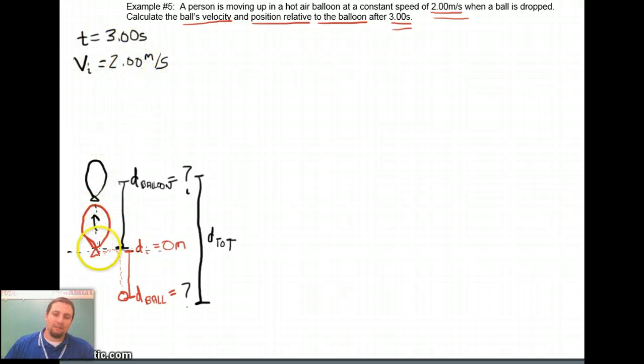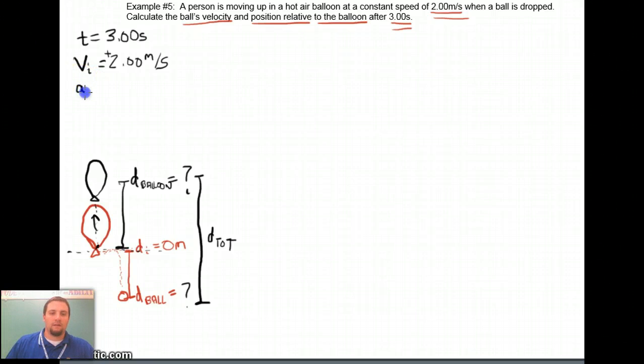Both the balloon and the ball, because the ball is moving with the balloon initially, right? When it's moving up, it's a positive 2 meters every second. Okay? What's the acceleration? Well, the acceleration of what? Well, when we drop the ball, it is going to accelerate.